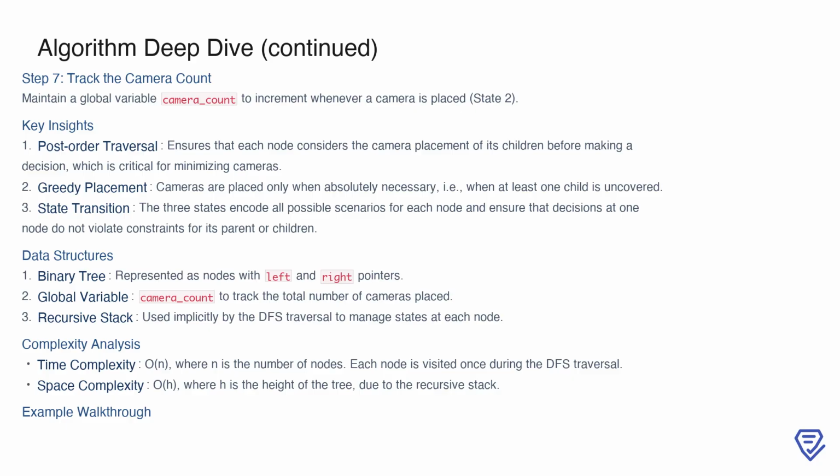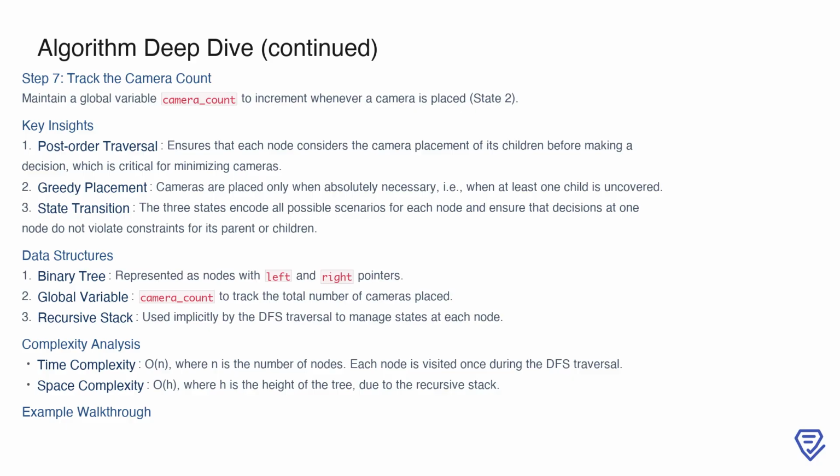Additionally, the state transitions for each node are designed to maintain consistency, ensuring that decisions at one node do not interfere with the coverage constraints of its parent or children. The algorithm uses core data structures such as a binary tree with left and right pointers, the global camera_count variable, and the implicit recursive stack generated by the DFS traversal.